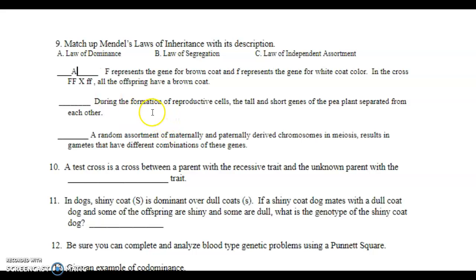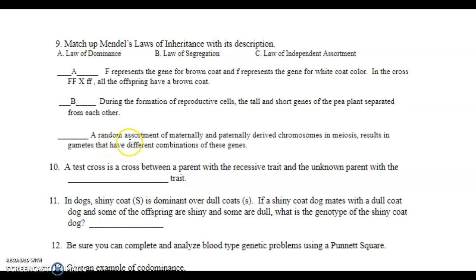The next one says, during the formation of the reproductive cells, the tall and short genes of the pea plant separate from each other. If you hear the word separate, I want you to think segregate. Remember, separate but equal, segregation. So segregate means to be separate. So they're separated, law of segregation.